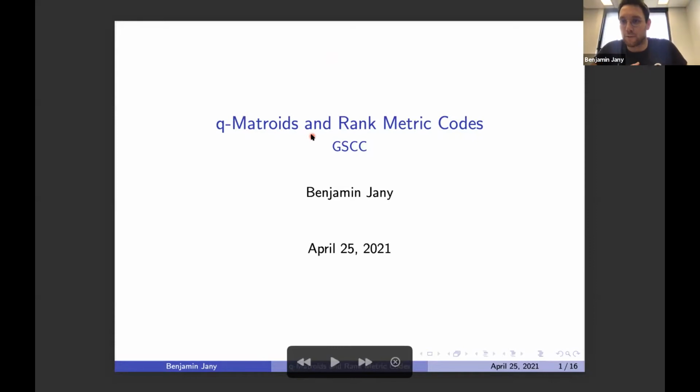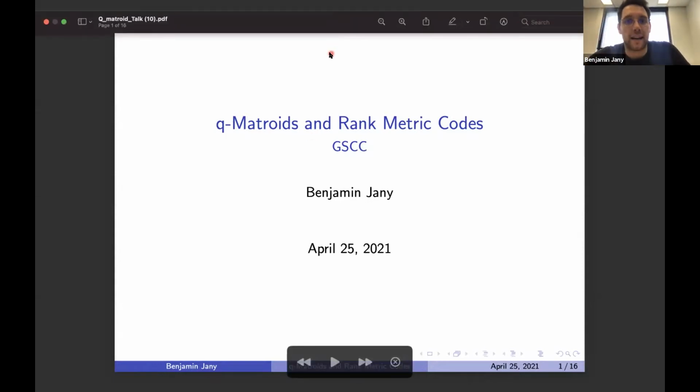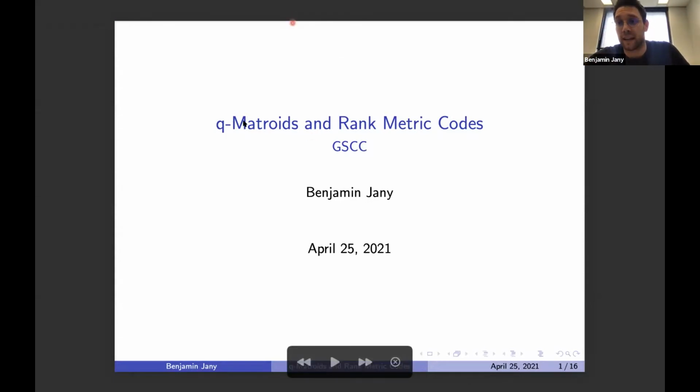So q-Matroids were defined by Crapo in the 60s, and afterwards no one ever did anything with them, and so they were rediscovered in 2018 by Urias and Pelican. And what a q-Matroid is, as you can kind of guess from this little q in front, q-Matroids are just the q analogs of matroids. Okay, so it's kind of a new theory.